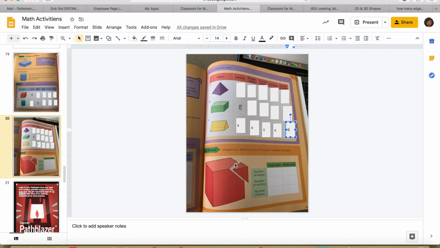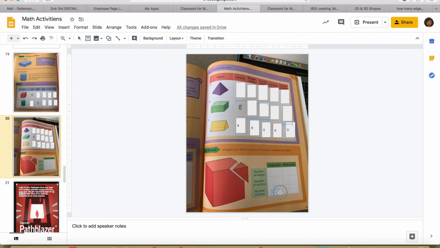So if it asks you how many, let's go with faces. So we just act like we have a big box. How many faces does a big box have? It has 6. 1, 2, 3, 4, 5, 6. Even with this sliced off, it's still going to be 6. So you would write your 6 right here. Make the box a little bigger.